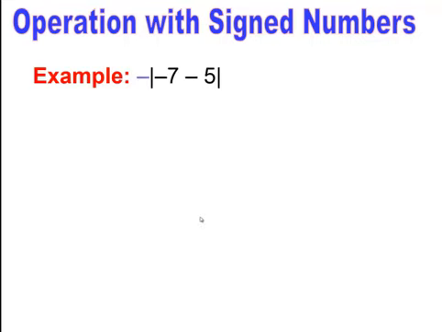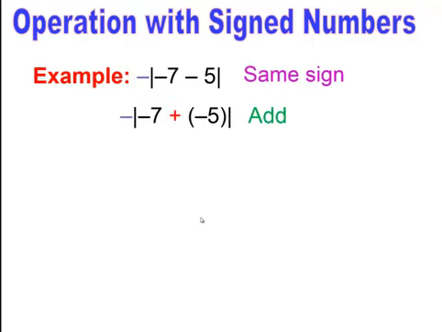Now notice this one. I have the absolute value symbol, and I have an operation inside, but I also have that negative sign on the outside of the absolute value. So you have to first work inside the absolute value. And inside, you notice we have the same sign, and that sign happens to be negative. So I'm going to add the two numbers together and keep the negative sign.